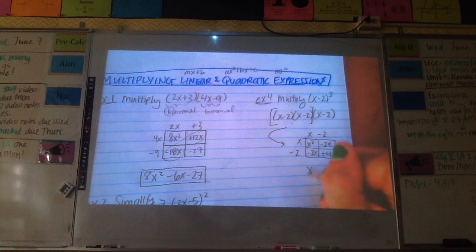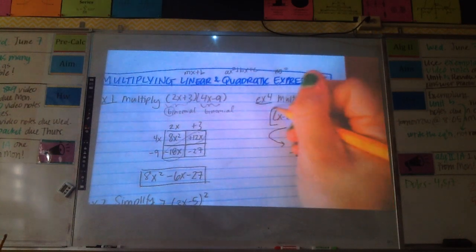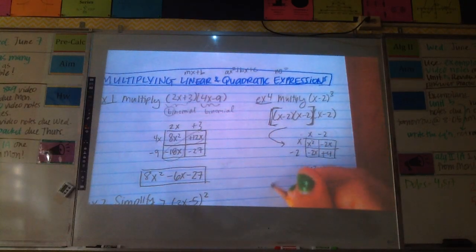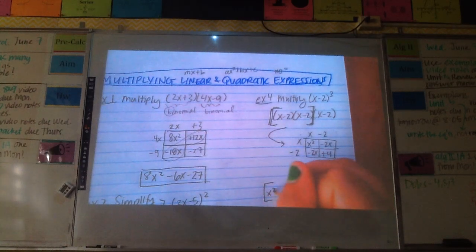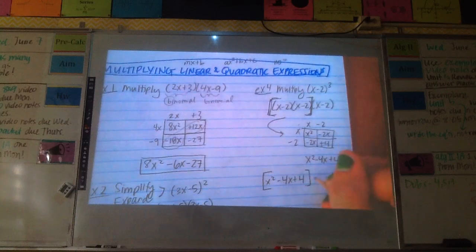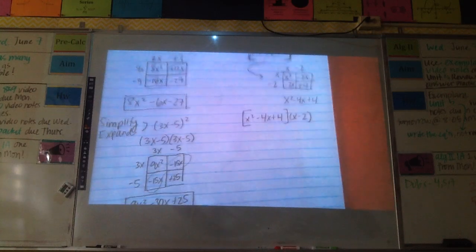I get x squared minus 4x plus 4. That represents x minus 2 times x minus 2. So I can replace my big bracket with x squared minus 4x plus 4. Now I still need to multiply by x minus 2 again.